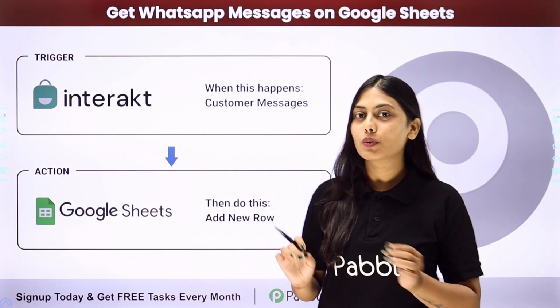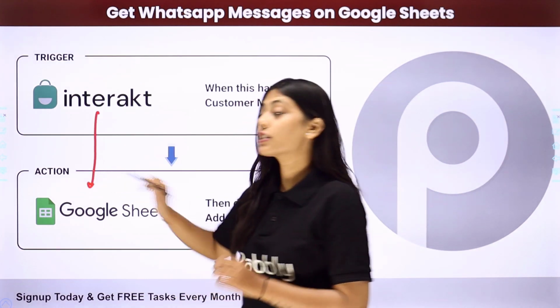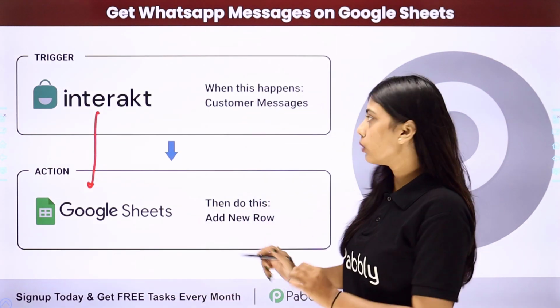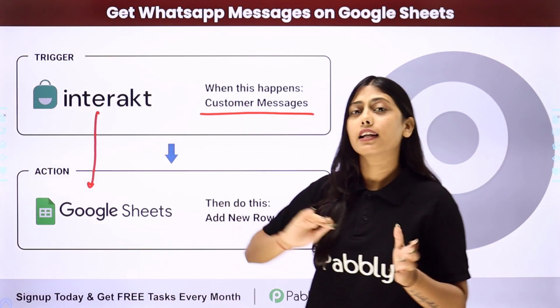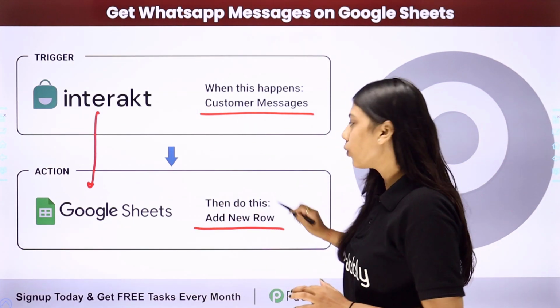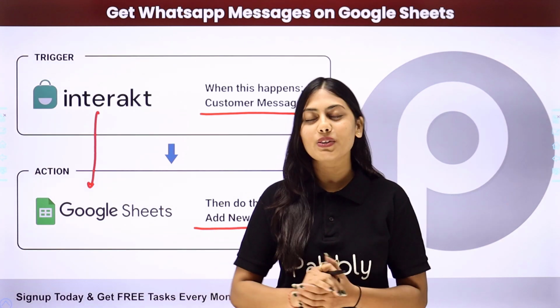And in this automation you can integrate these two applications directly. Here our trigger will be the customer message received via Interakt from WhatsApp chat, and our action will be to add a new row in Google Sheet. Let us learn how to do that.